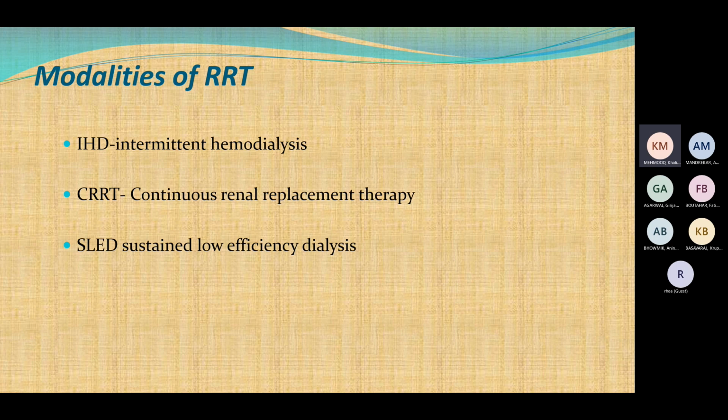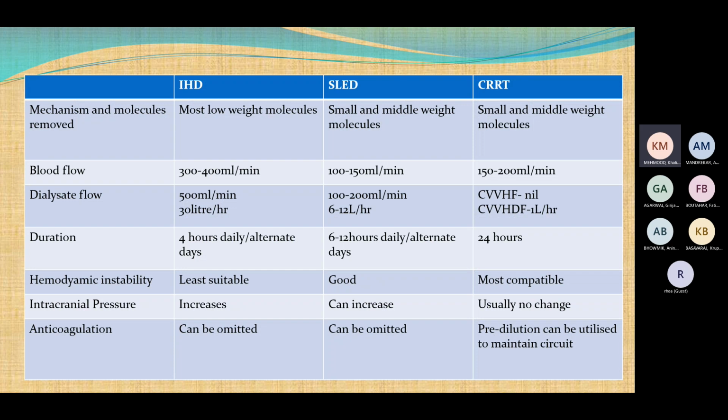We don't use SLED in our ITU because it's just one form of IHD equipment that's used to filter the patient, using a very small amount of dialysate, and the blood flow rate is kept on the lower side. What we use in ITU other than CVVHDF is SCUF, which is slow continuous ultrafiltration. The purpose of SCUF is just the removal of fluids, but it does not allow significant solute clearance.